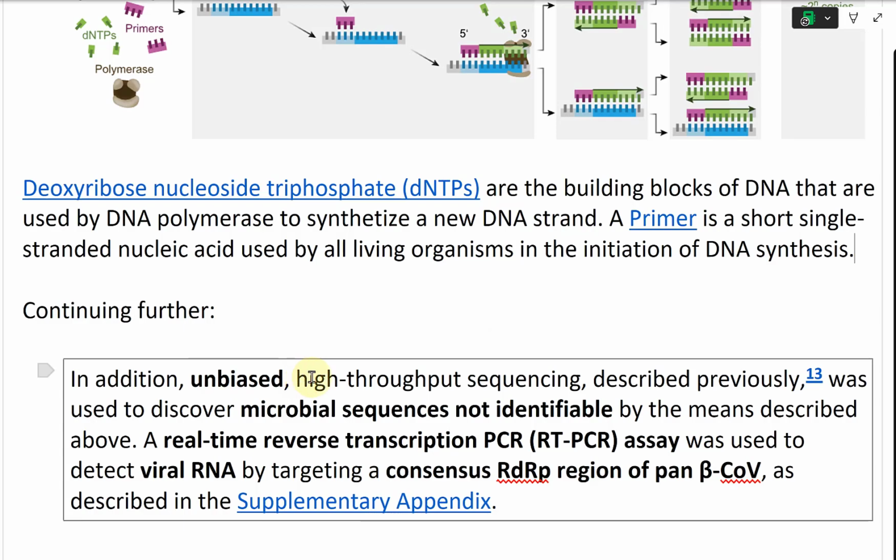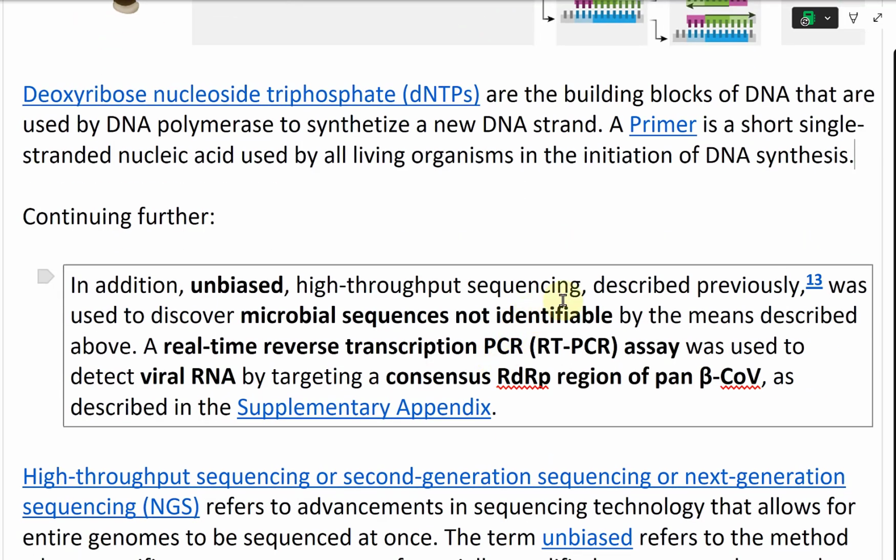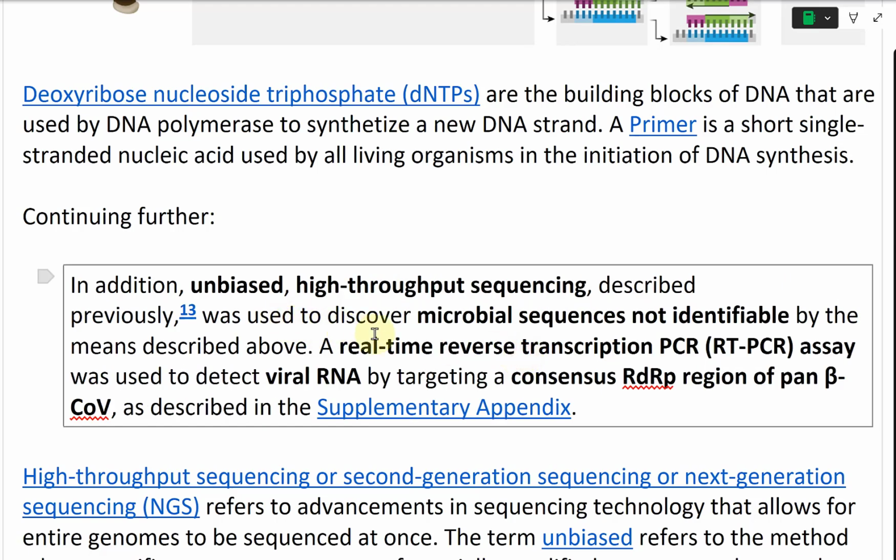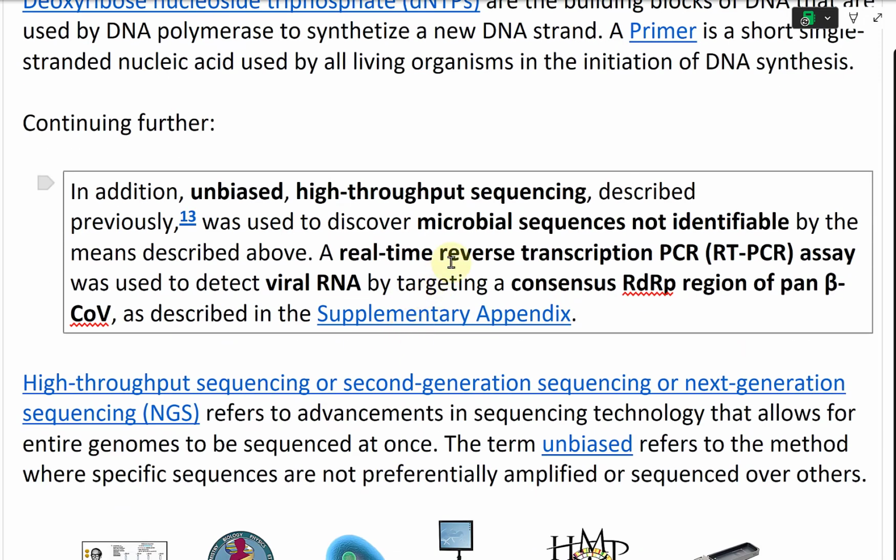So in addition, unbiased, high-throughput sequencing described previously was used to discover microbial sequences not identified by the means described above, and a real-time reverse transcription PCR, or RT-PCR, assay was used to detect viral RNA by targeting a consensus RdRp region of pan-beta-CoV, as described in the supplementary appendix.